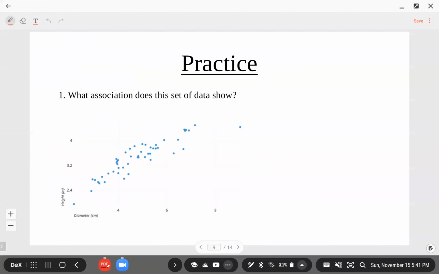So no questions. Then let's go on to some practice problems. Number 1 is, what association does this particular set of data show? Please put your answer in the chat. This should be quite a fast answer.